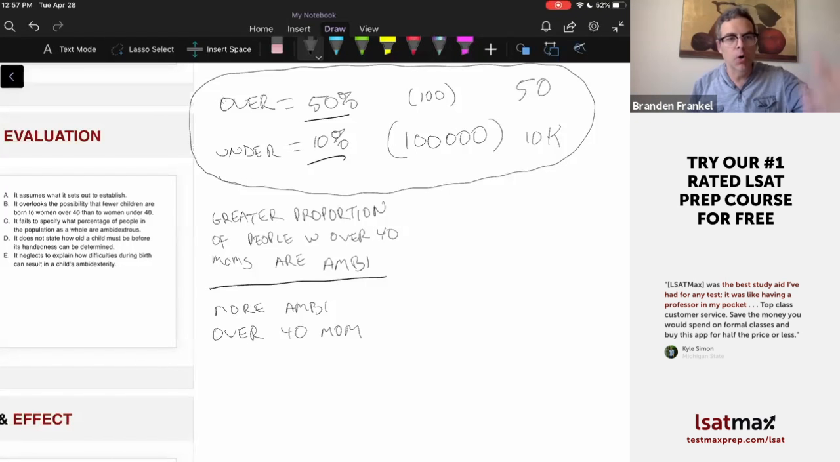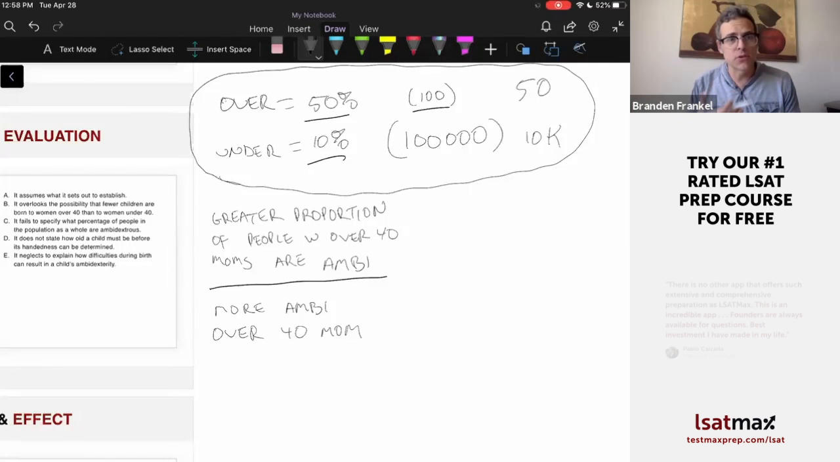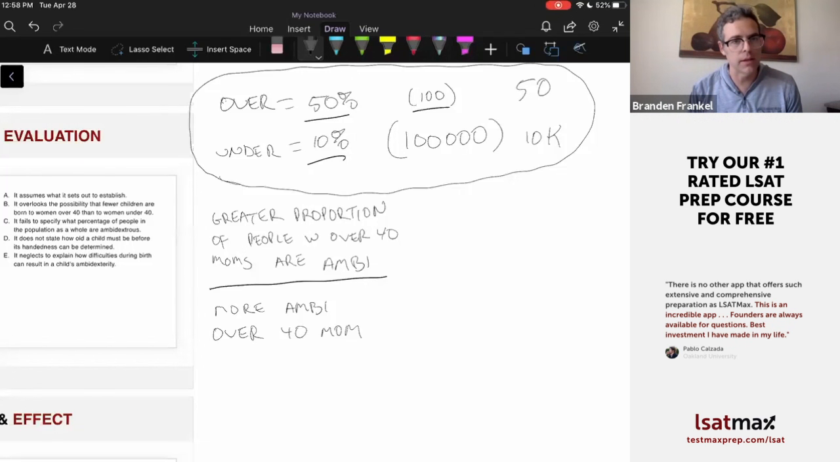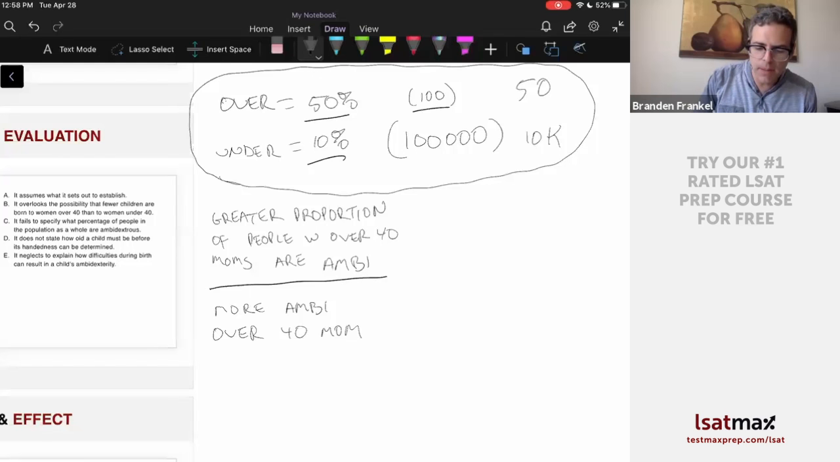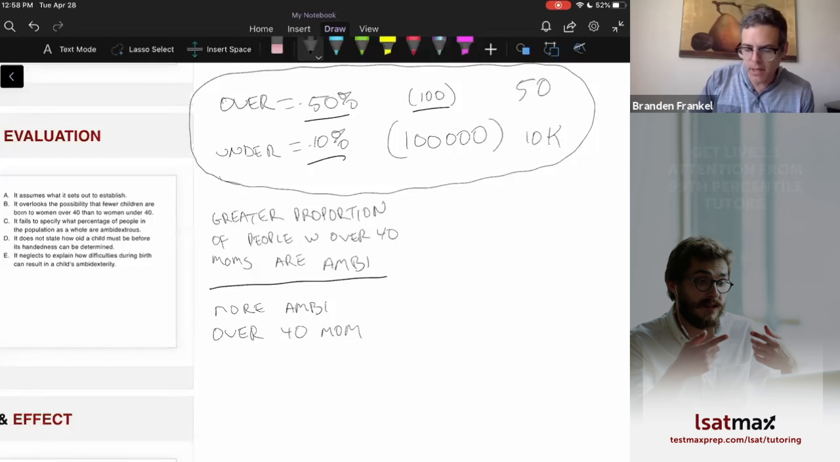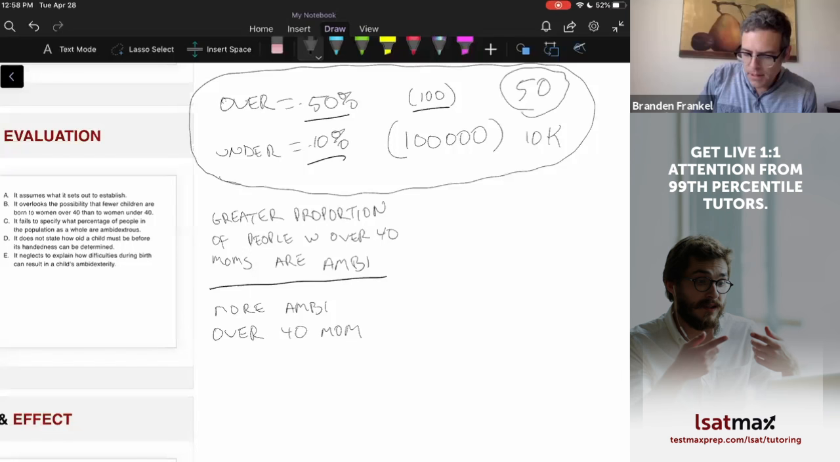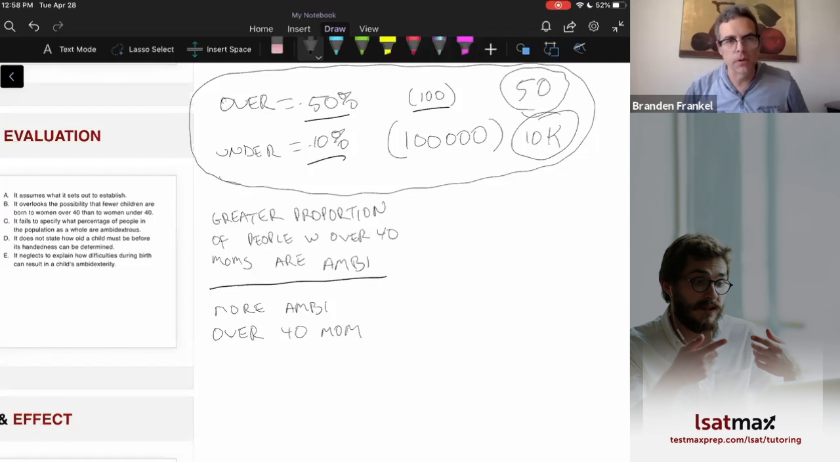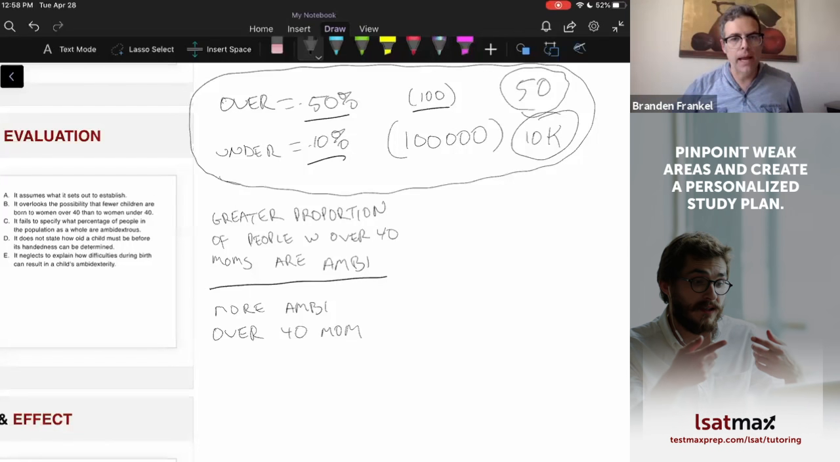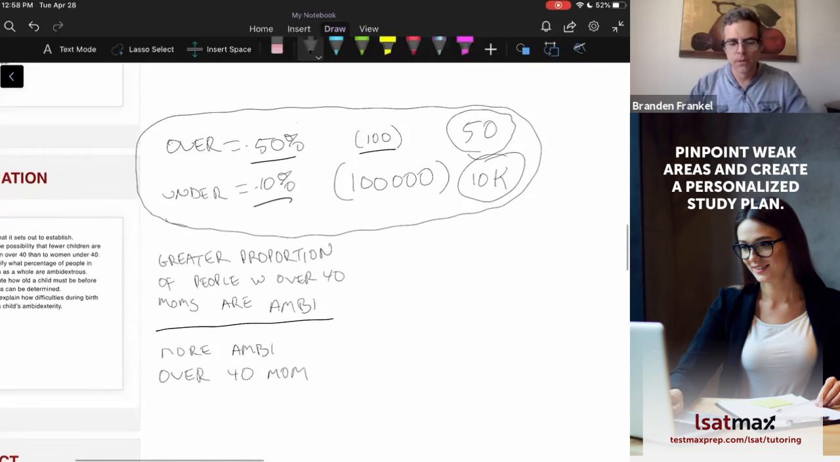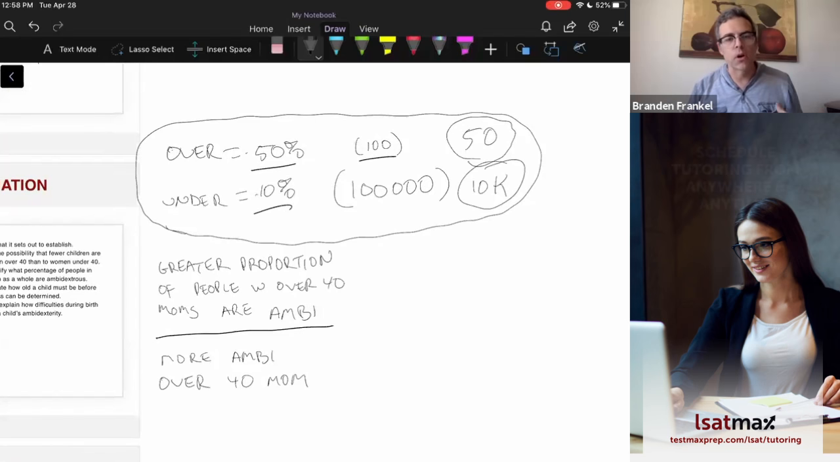But if the overall totals are like this, and I think this is true in real life, I think the vast majority of people are born to mothers under 40. I think it's much more rare to be born over 40. Then even though 50% is bigger than 10%, the way it ultimately is going to shake out is that there are still very few people who are ambidextrous. So that's what's wrong with this argument.